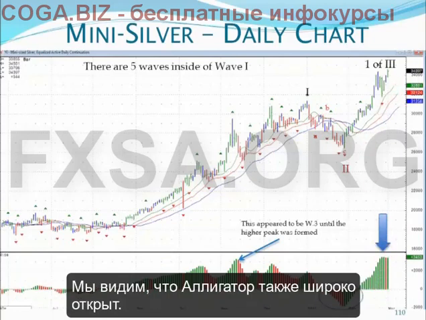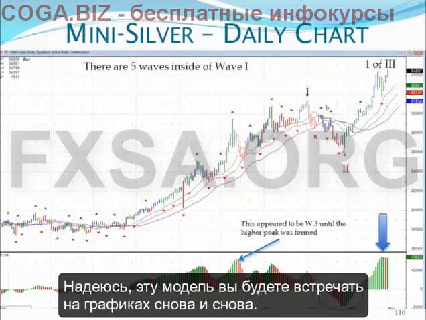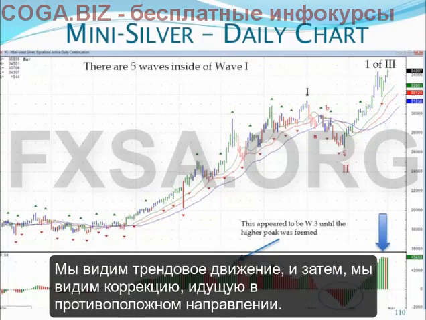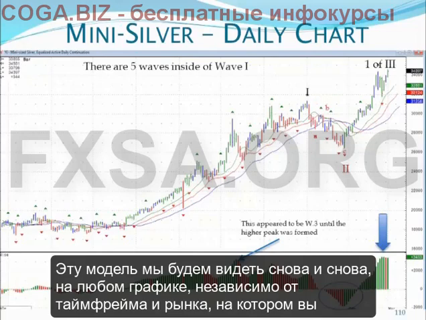We see the alligator's also wide open. So hopefully this pattern, you're going to keep seeing it over and over again. We see a correction, and then we see a pullback, and we see a trend move. We see a trend move, and then we'll see a correction following in the other direction. So this is the pattern that we're going to see over and over again.